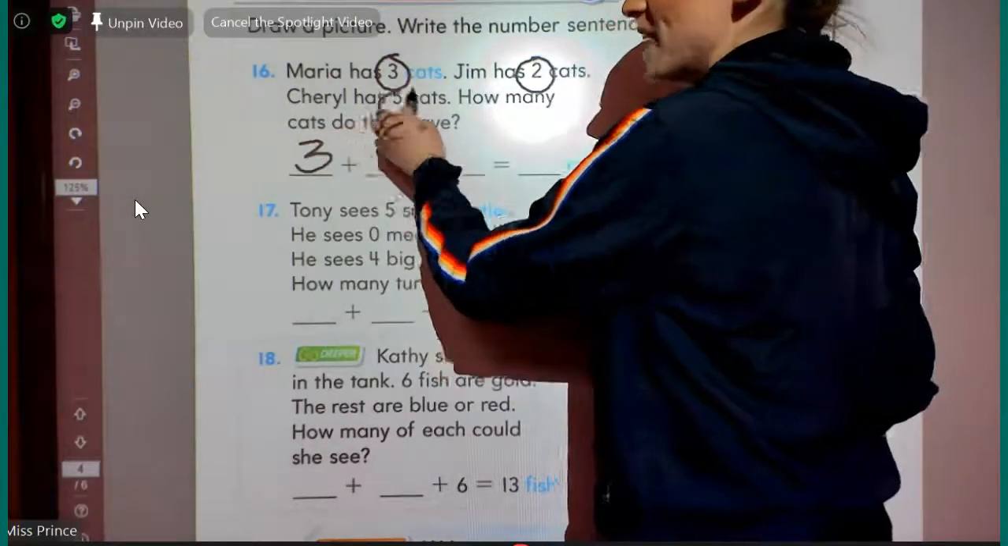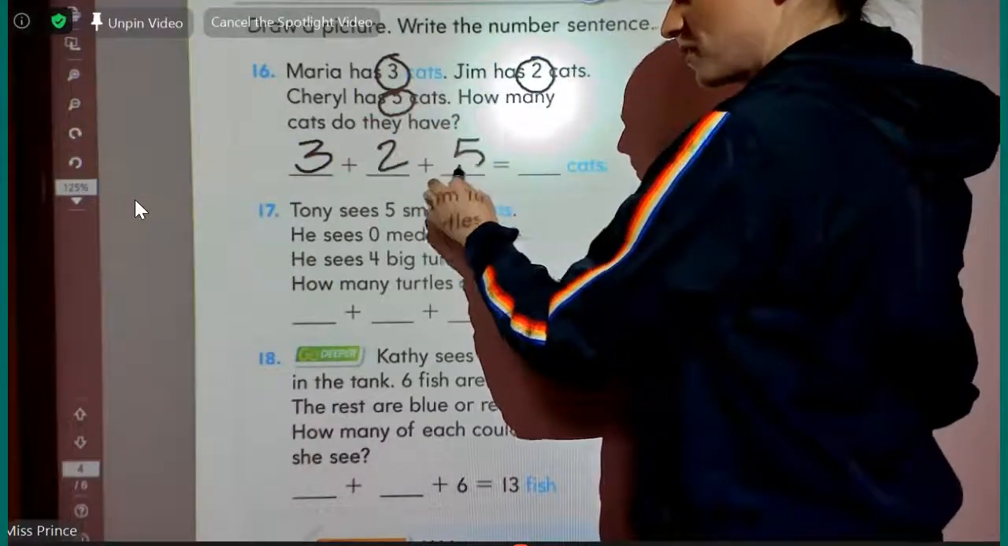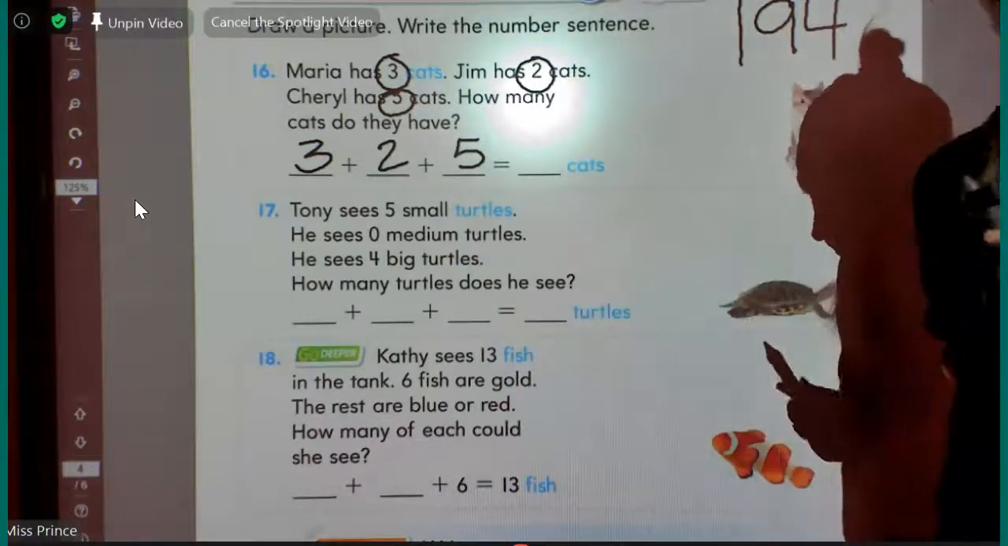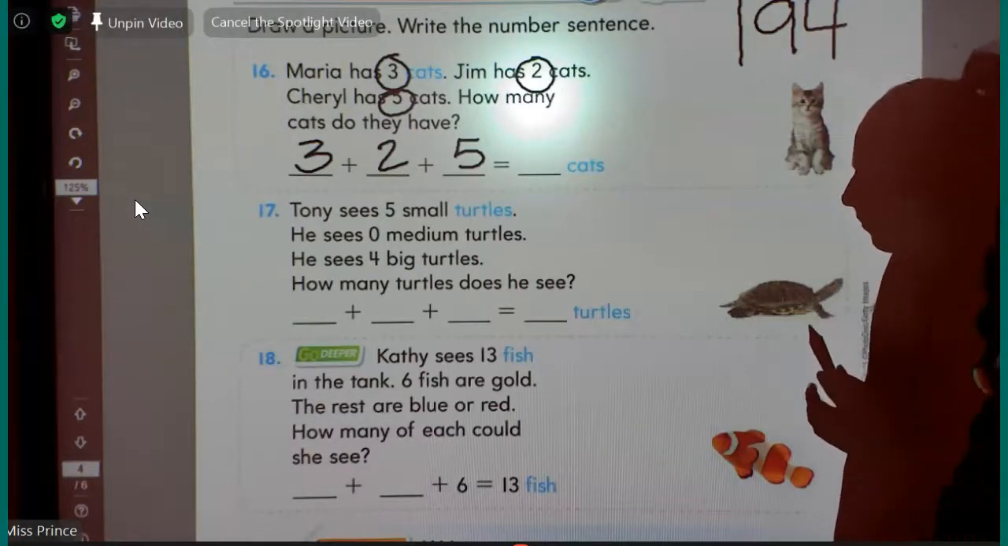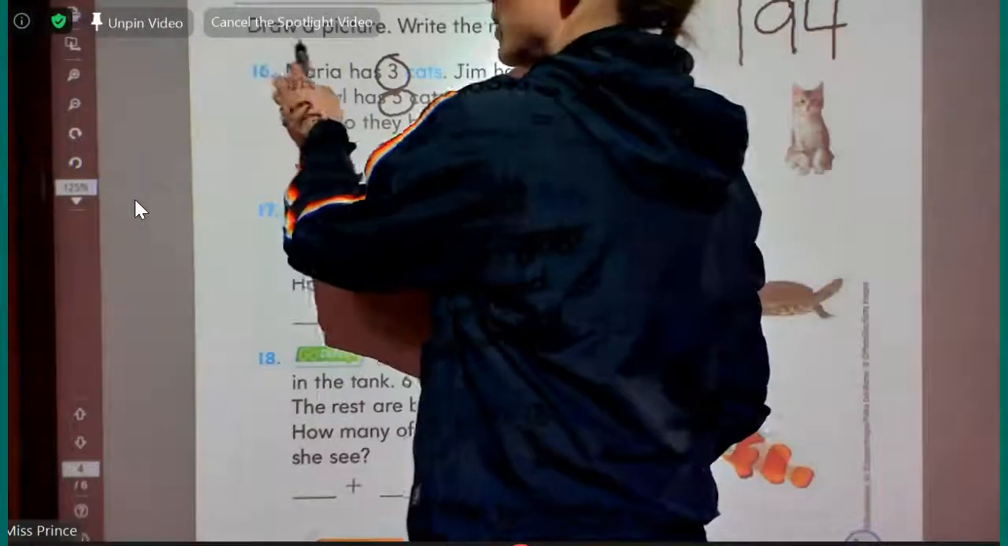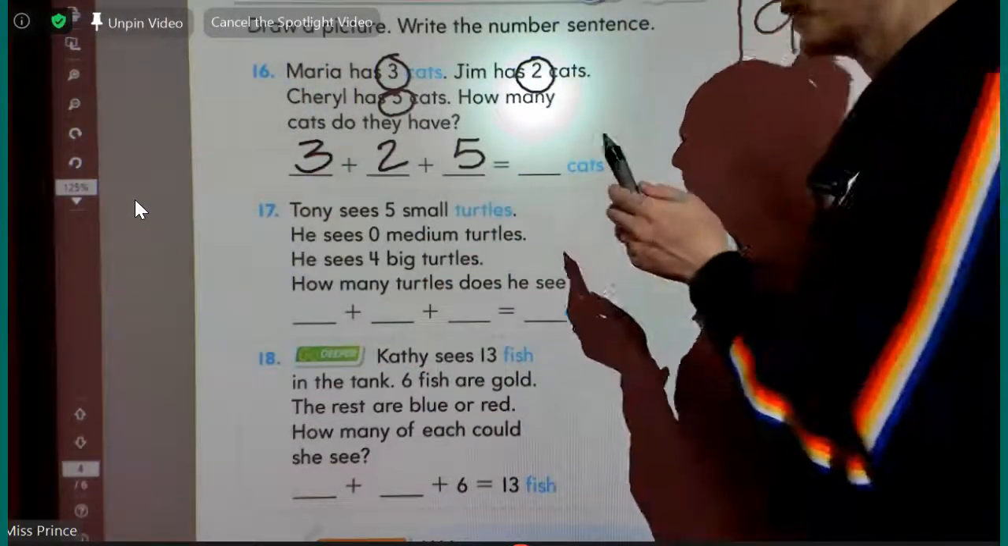Cheryl has 5 cats. Circle the 5. Put the 5 right here. All right, Liam. This is telling us that we can draw a picture. So this is what I want to see in your book, okay?